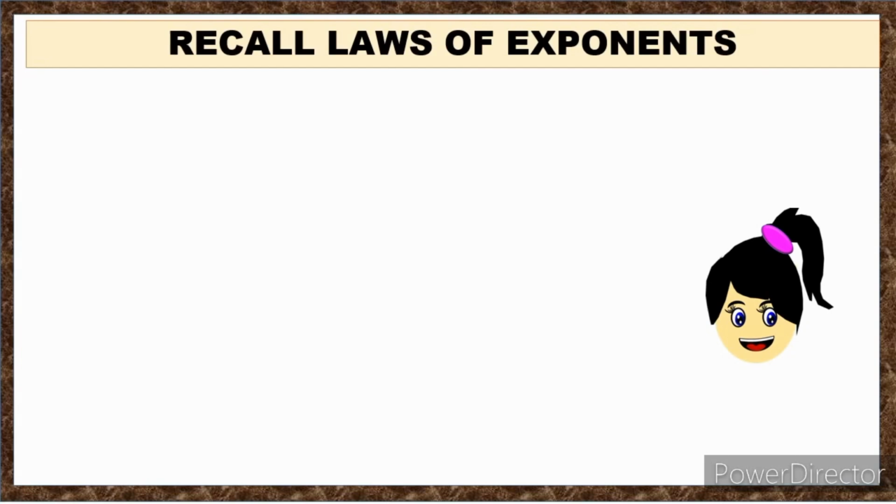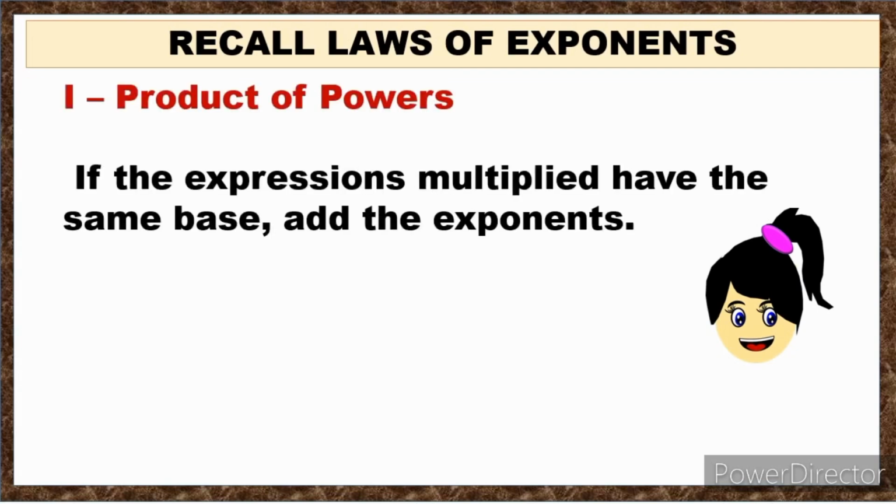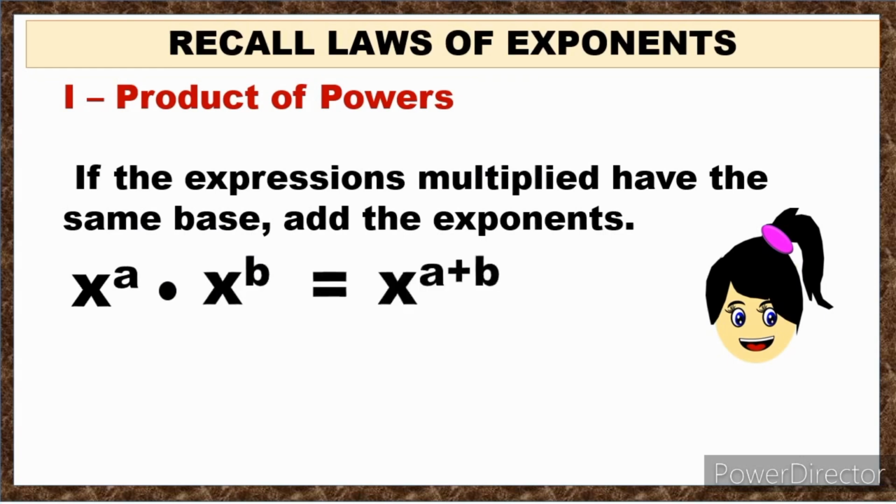Okay, ngayon alam na natin kung paano i-identify ang polynomial or not, and then alam na natin kung ano ang rational algebraic expressions. So, this time, we're going to recall your laws of exponents. Okay, number 1, product of powers. If the expressions multiplied have the same base, add the exponents. Okay, so we have an example. X raised to a times x raised to b is equal to x raised to a plus b. Okay, we copy the base and then we add the exponents, which is a plus b.